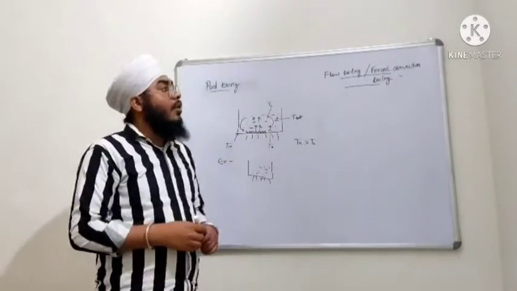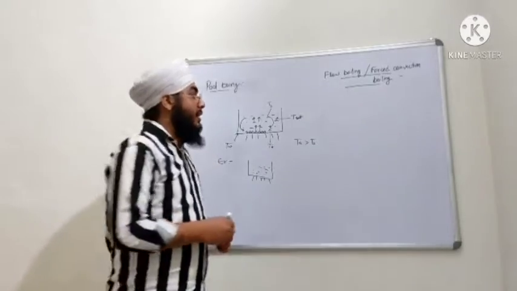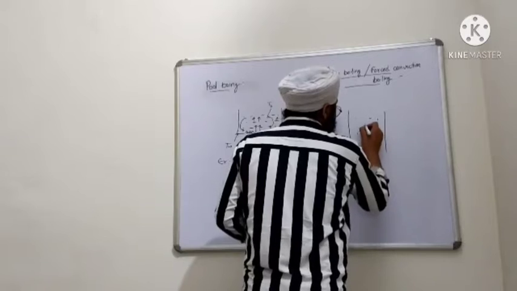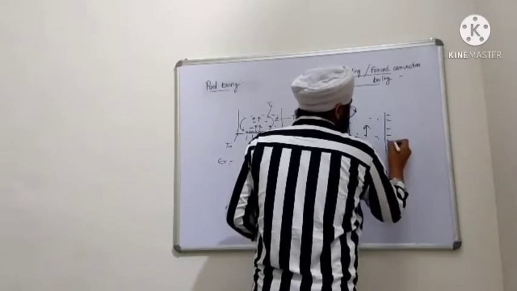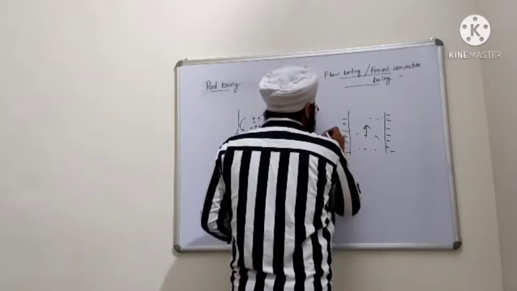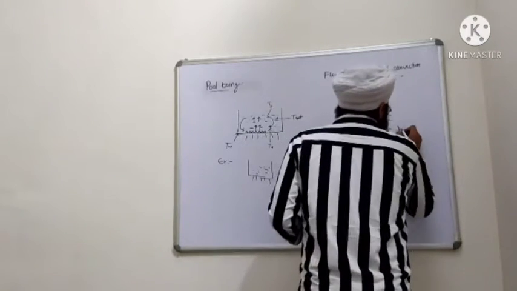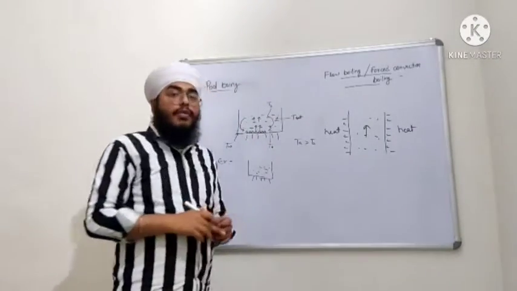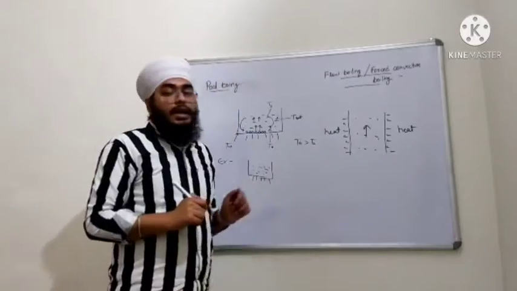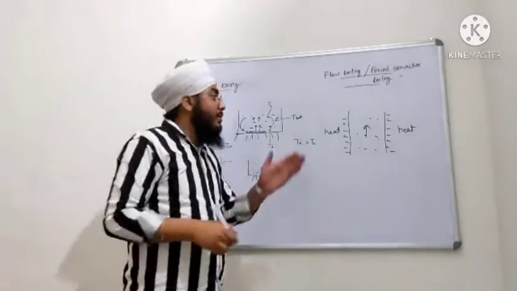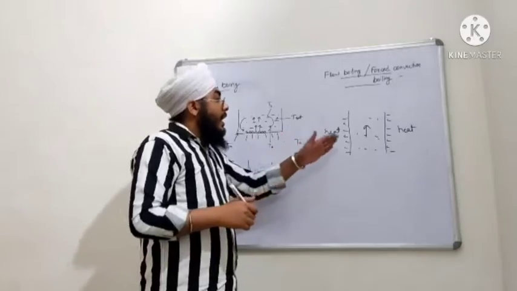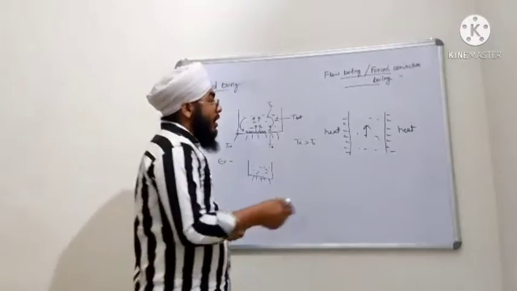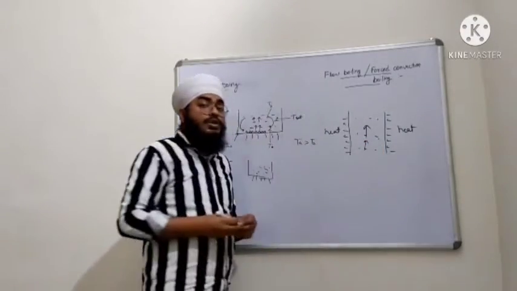Now in flow boiling or forced convection boiling, what we see is there is a pipe and the liquid is flowing through it, and there is some heating instrument which is providing heat to the pipe. Now in forced boiling, the motion of the particles is due to an external means like a pump or a motor. The motion of the particles is mainly due to bulk fluid flow. This is the means of forced convection.